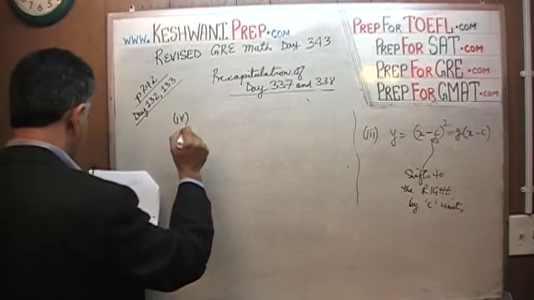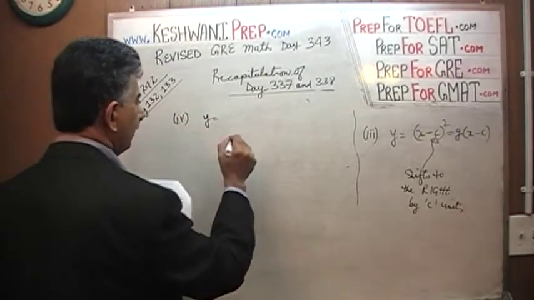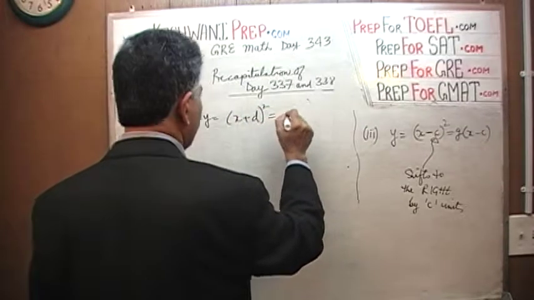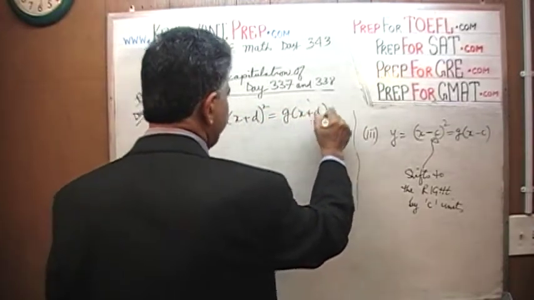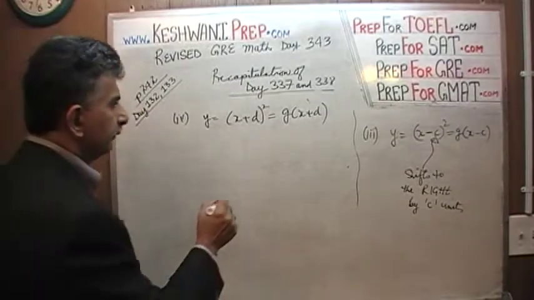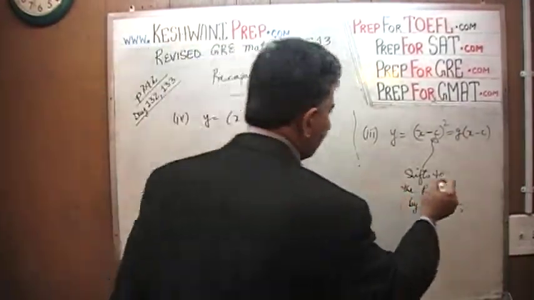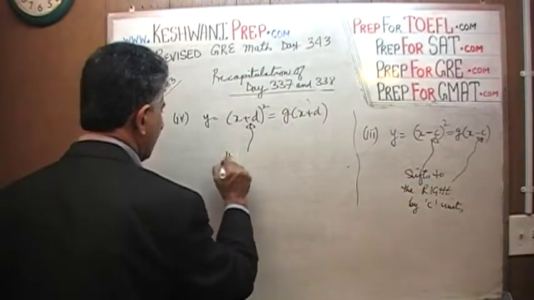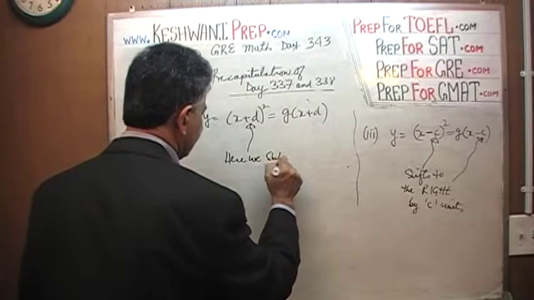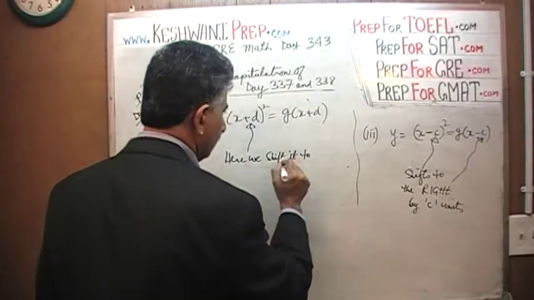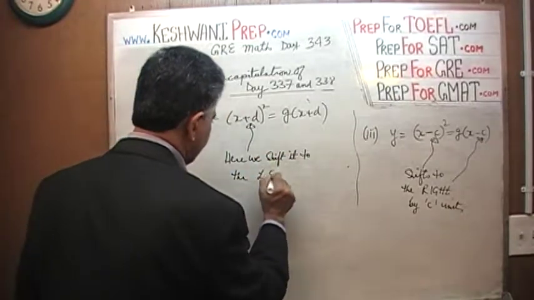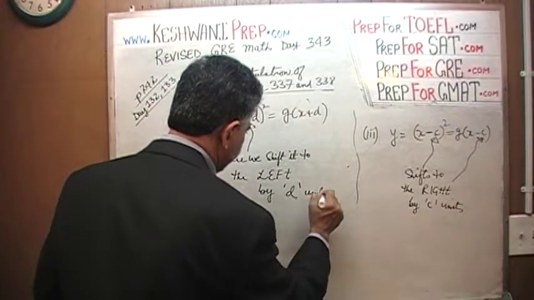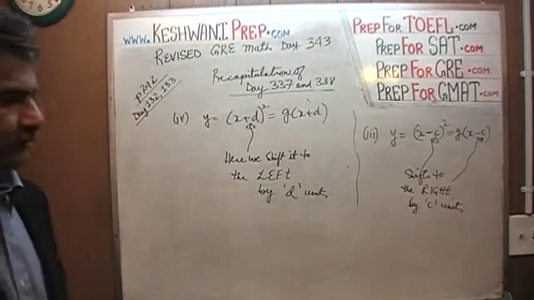Fourth and the final one that we have to keep in mind is y is equal to (x plus d) squared. So here we have g of x plus d. And here, this d is what we're talking about. Here, we shift it to the left by d units.